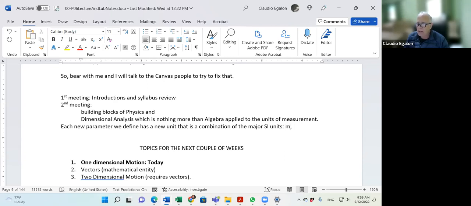Okay, so far, the major SI units that we have seen are the meter for length, the second for time, and the kilogram for the mass. There are 4 more, right? But let's stick to these for now. And then when we start defining new quantities, like I'll call the secondary definitions, we are going to come up with new units of measurement that are going to be a combination of those 3 so far.